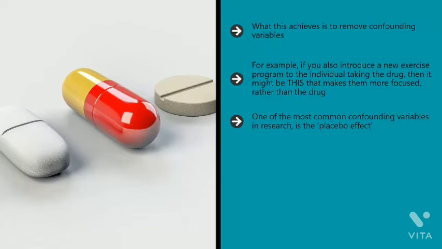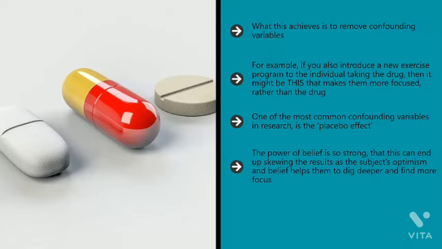This effect describes the fact that when you tell someone they're receiving a drug, they will then feel better even if the drug is just a sugar pill. The power of belief is so strong that this can end up skewing the results, as the subject's optimism and belief helps them to dig deeper and find more focus. That's why the experimental group will often receive a sugar pill. This way, both groups think they are getting something, and you can thereby rule out the role of placebo in the study.